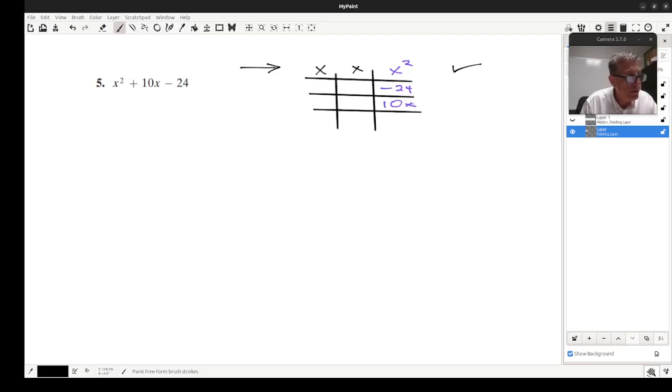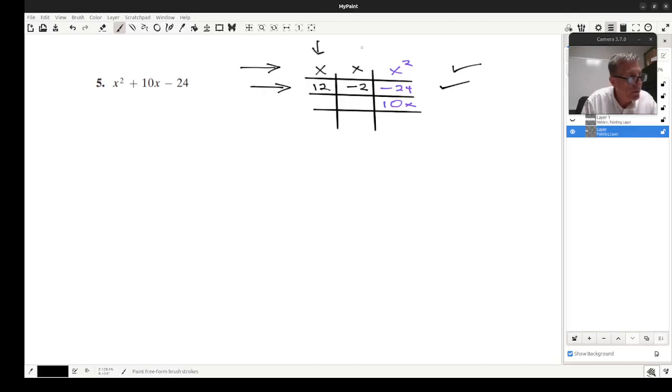And since this is going to be 10x, I have a little clue. The larger of the two factors has to be positive. So I'm going to try 12 and minus 2. So 12 times minus 2 is minus 24. So these have to check. If they don't multiply across, then you've got to try something else. So I've got the top two rows done.